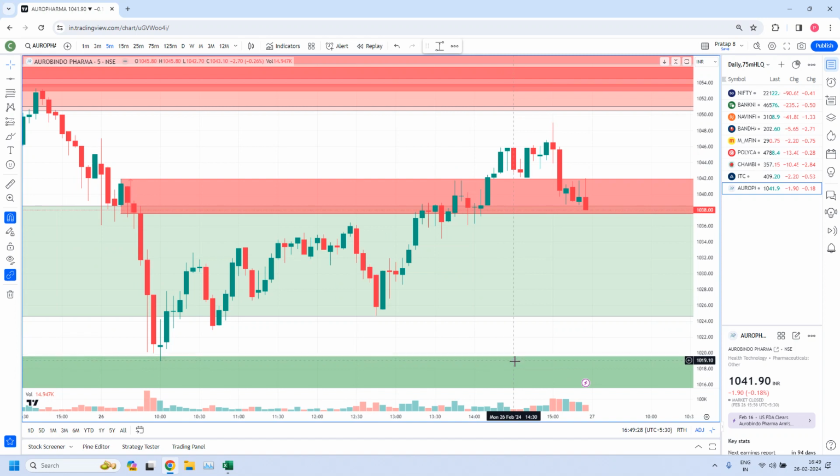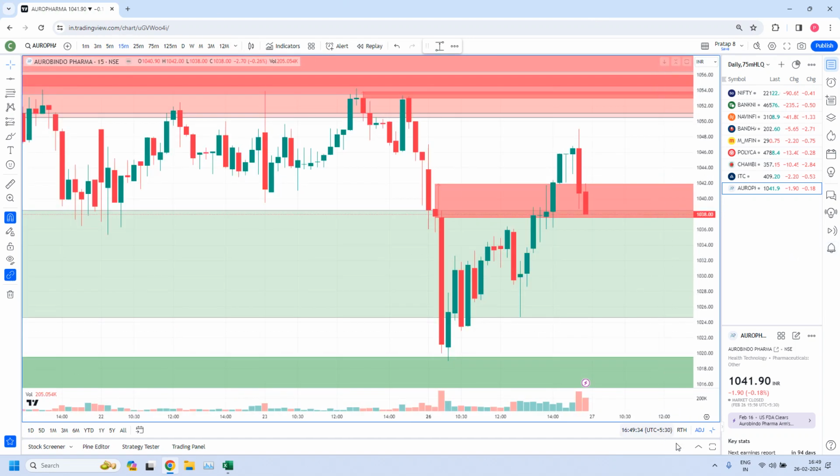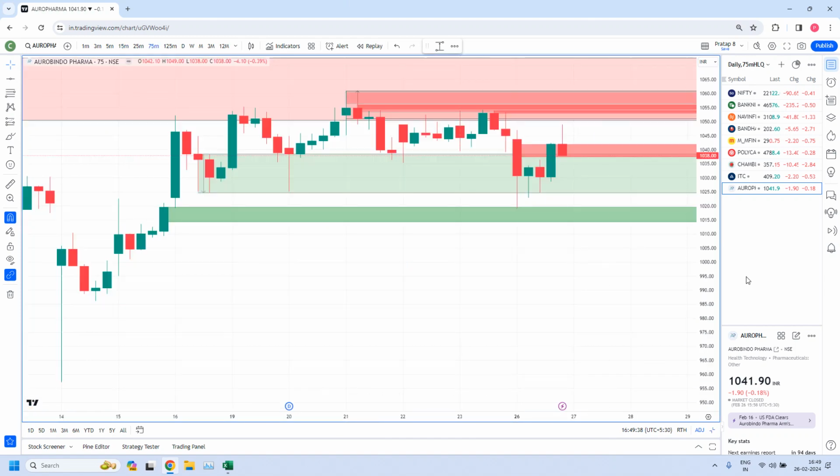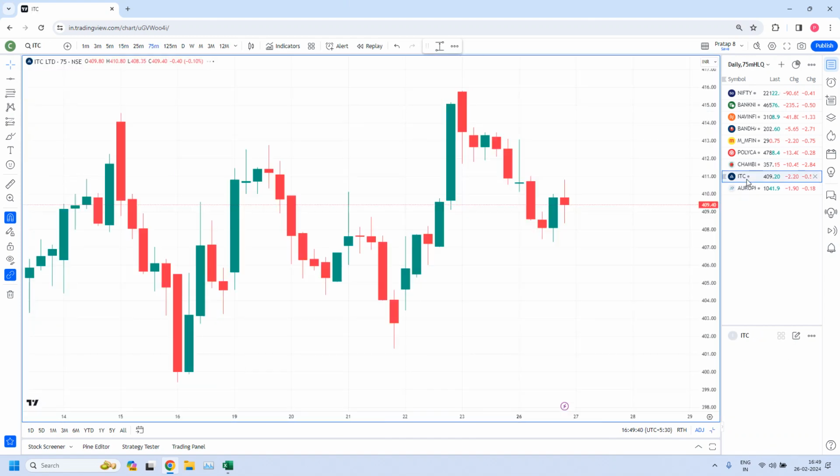And the next one is ITC. Again, we got another successful trade in ITC. Let me open the chart. This is a 15 minutes chart, and this is a 75 minutes high liquidity zone.